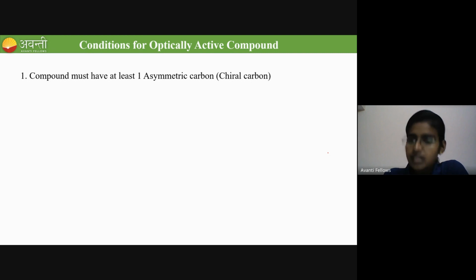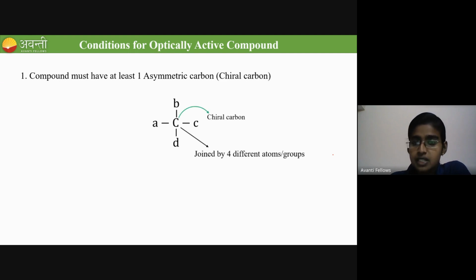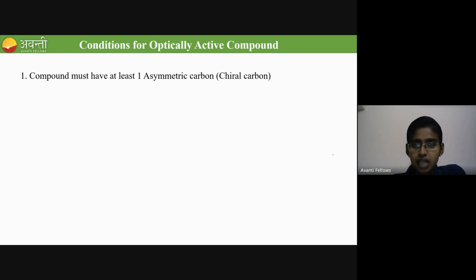What is a chiral carbon? A carbon which is attached with four different atoms or groups is called a chiral carbon. Now you can see A, B, C, D, four different atoms or groups are there, which means that carbon is a chiral carbon. So all the groups should not be equal. If you have a system like this, then that compound is optically active.